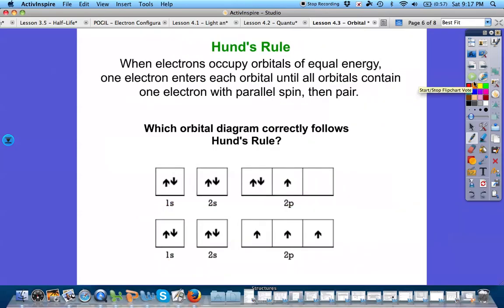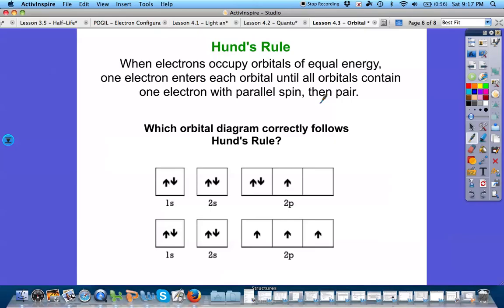Hund's rule says that when electrons occupy orbitals of equal energy, one electron enters each orbital until all of the orbitals contain one electron with parallel spin, so the arrows are going in the same direction, and then they're going to pair. I like to think about Hund's rule that, like, if you go to an event and there is pizza, common courtesy would be that everyone would get one piece of pizza until everyone has had a slice, and then you can go through the line for seconds.